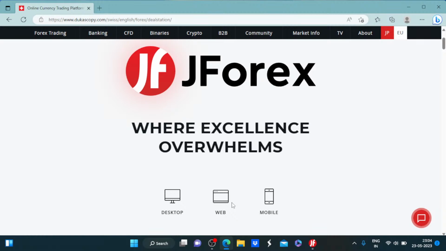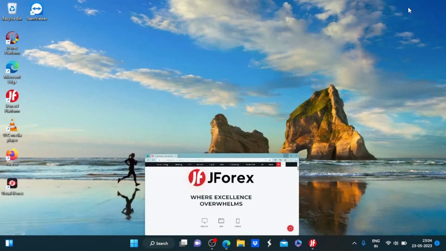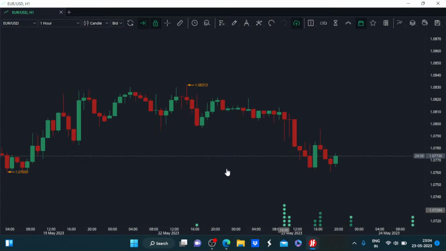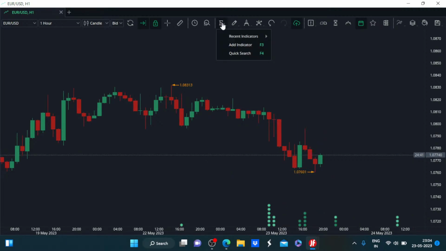So let us now head to JForex4, the newly released trading platform from the Dukascopy Bank SA. This is the chart of the Euro USD with each candle period defined at hourly. I will add this indicator from the quick search option. Here is rainbow charts.